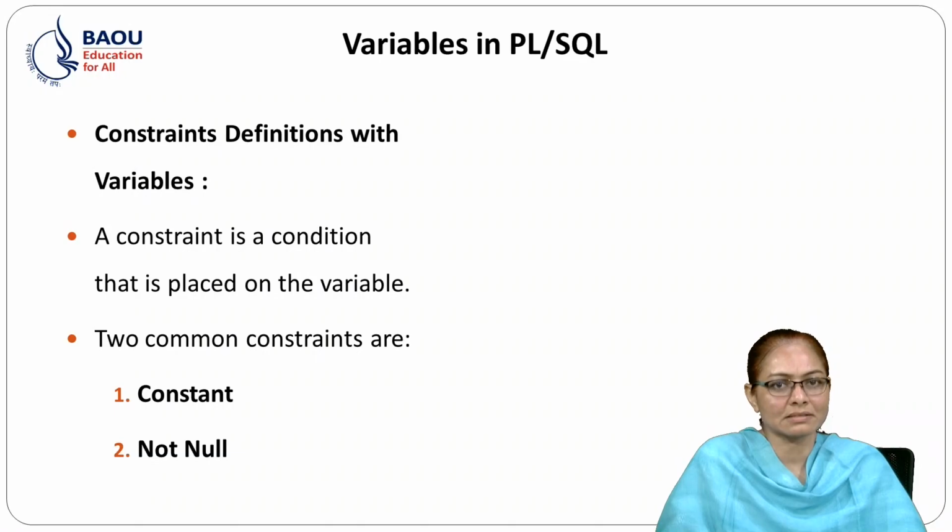Constant means this constraint will cause the Oracle to ensure the value is not changed. Constant means fixed value. After the value is initialized or assigned to the variable, if a statement tries to change the variable value, an error will occur.